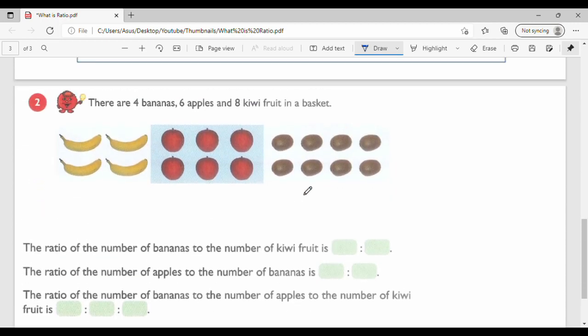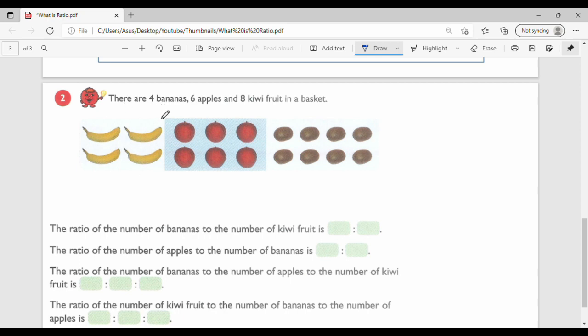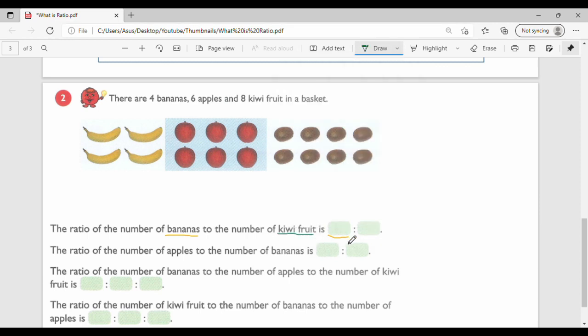So let's go through some questions. There are 4 bananas, 6 apples and 8 kiwi fruit in a basket. What is the ratio of the number of bananas to the number of kiwi fruit? We've got bananas here as the first number. When you're asked a question about ratio, the first word in the sentence will be the first number and the second word will represent the second number. So kiwi fruit is going to be this one.